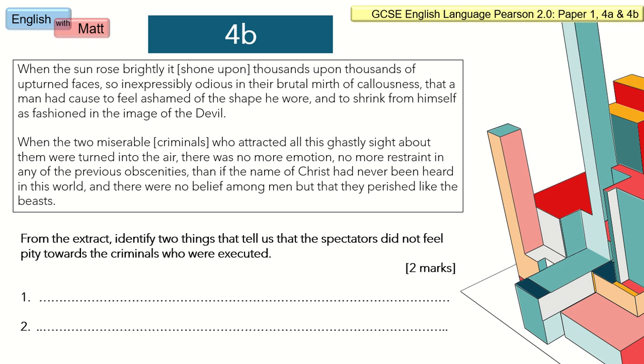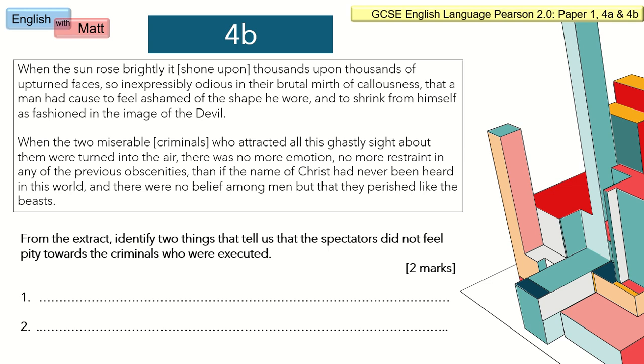Okay, so this is the question, and we've got to again read this time a shorter extract and find 2 answers that tell us that the spectators did not feel pity and what their actions suggest to us about how they felt. So we've got that first paragraph, which is the same as the last question, but now they've put in the second paragraph. When the 2 miserable criminals who attracted all of this ghastly sight about them were turned into the air, there was no more emotion, no more restraint in any of the previous obscenities than if the name of Christ had never been heard in this world. And there were no belief among men, but that they perished like the beasts.